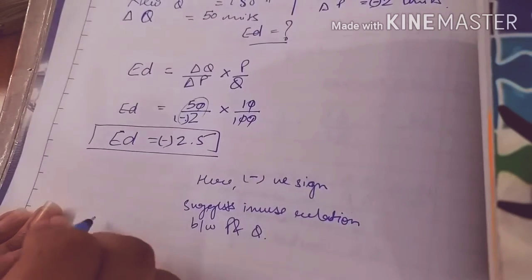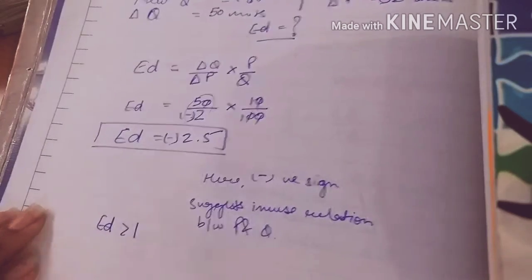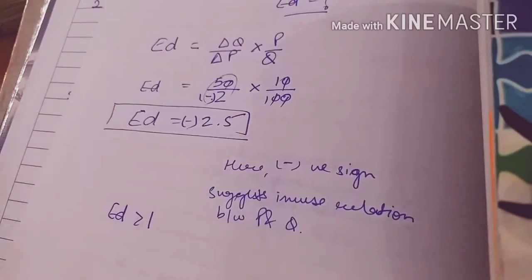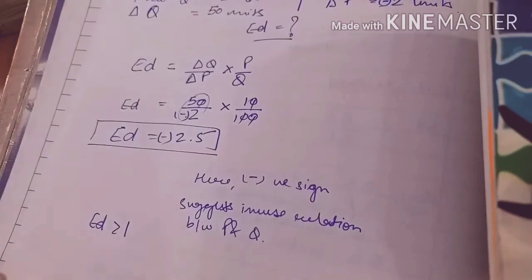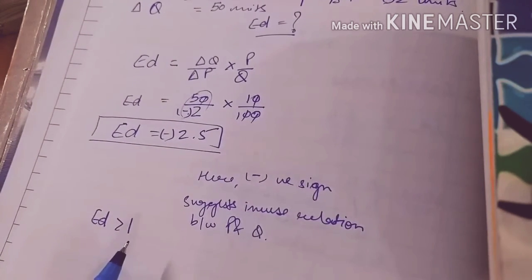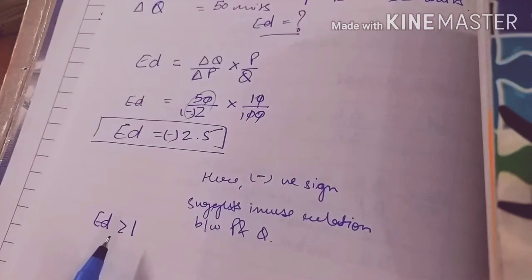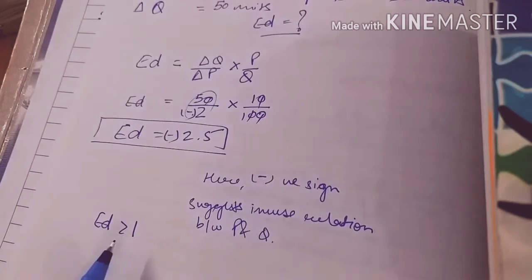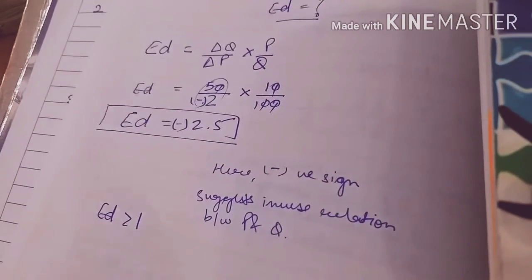And you have to tell that ED is greater than 1, because it is greater than 1. So ED is greater than 1. Negative sign just suggests the inverse relationship. You don't have to think that ED is less than 1. It is greater than 1. It will be less than 1 if it is 0 point something.